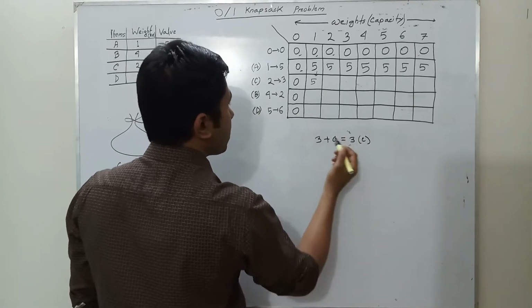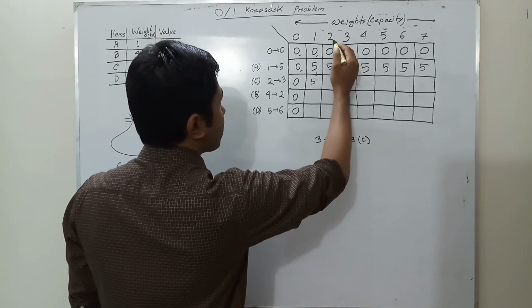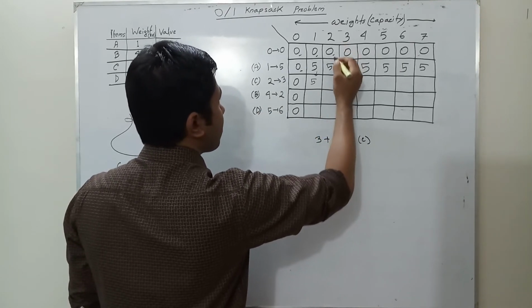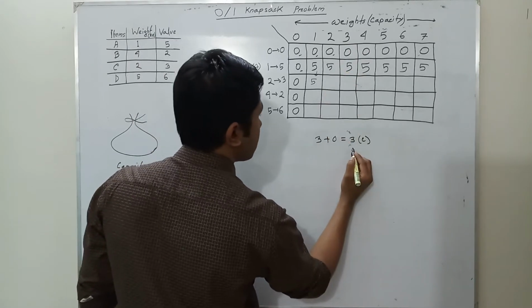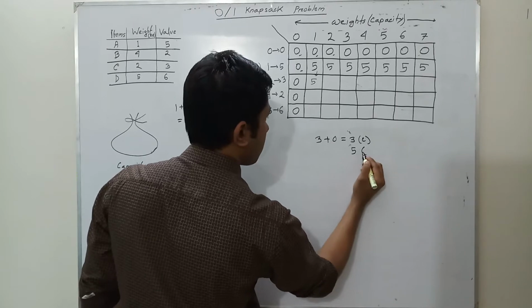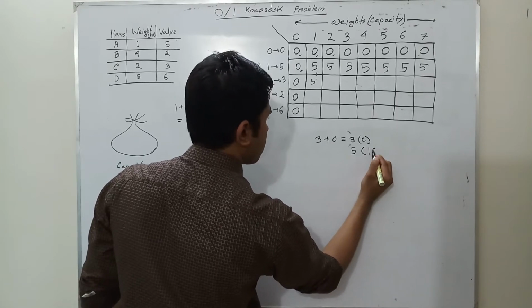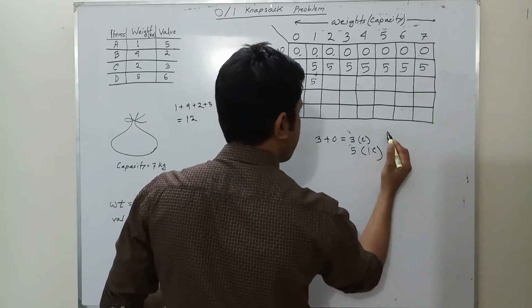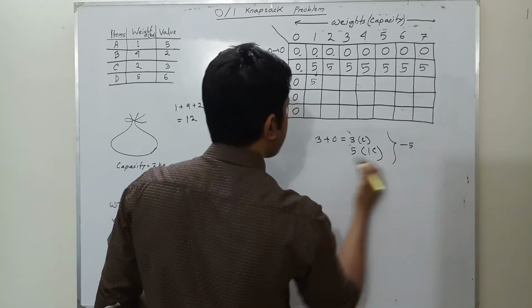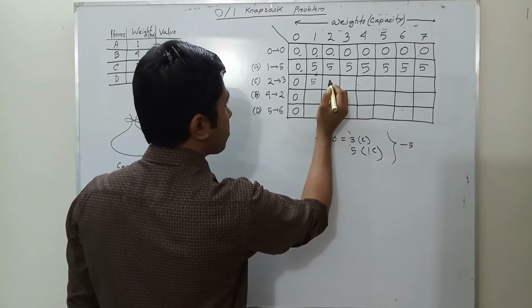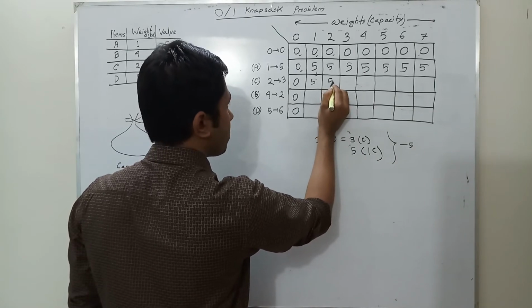And without using the item C, we know that when the capacity of the knapsack is 2, the maximum obtainable value is 5 without using the item C. So here the maximum value is 5. So for this field the maximum obtainable value will be 5.